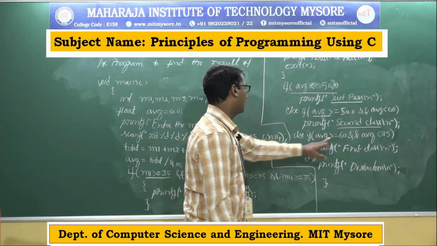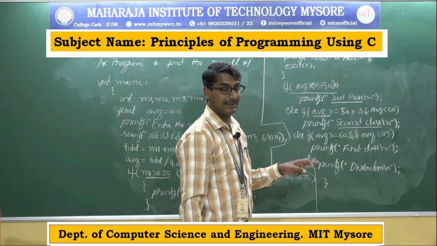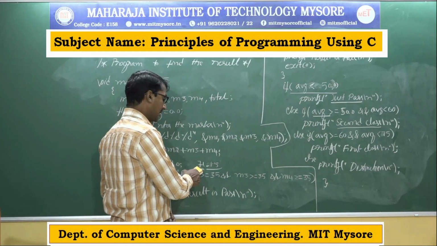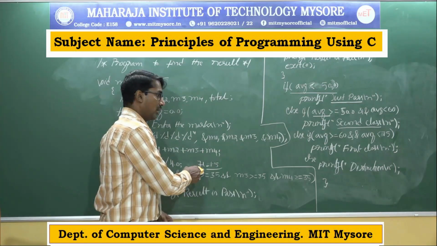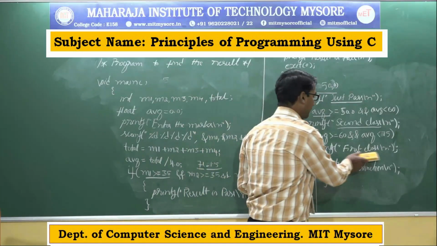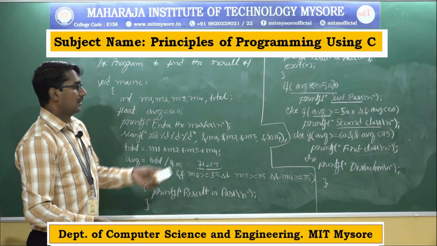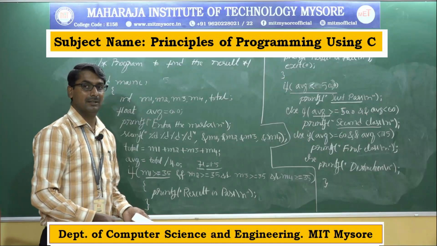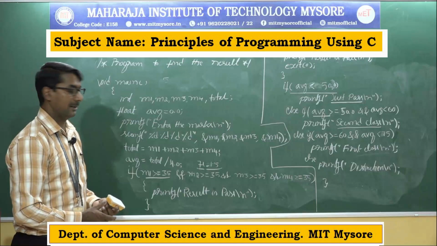Next, average greater than or equal to 60 and average less than 75. The average value is 71.15, so it is greater than 60, and yes, it is less than 75, so the condition is true. Once this condition is true, it displays first class. So a sequence of statements is verified, but only one statement is executed. This is the else if ladder.